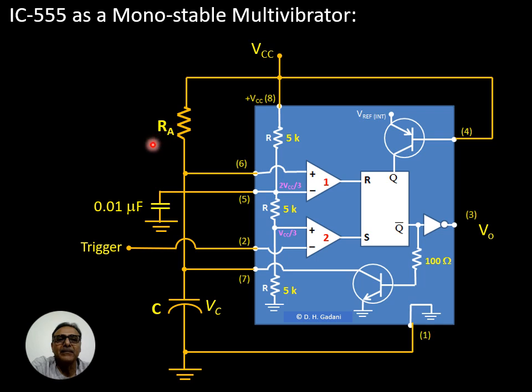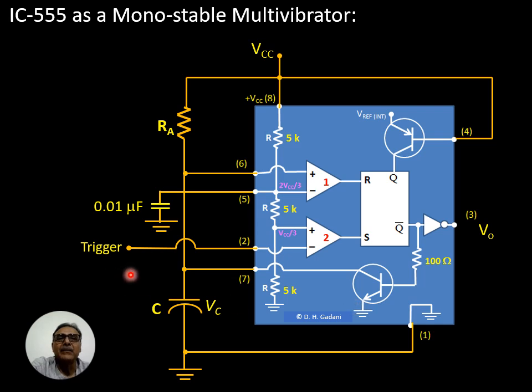The external resistance Ra is connected between pin number 8 and pin number 6. Pin number 6 and pin number 7 are connected together. The capacitor C is connected between pin number 7 and ground. Pin number 4 is connected with VCC, and the output voltage is obtained at pin number 3.